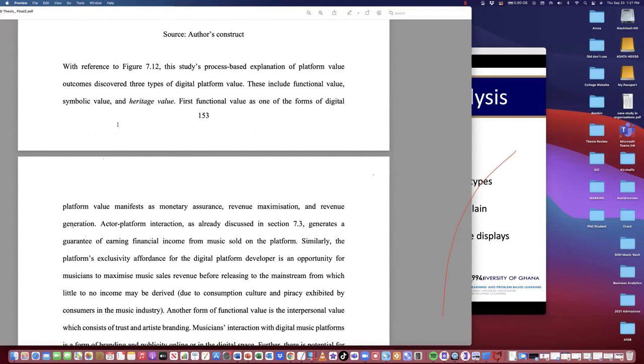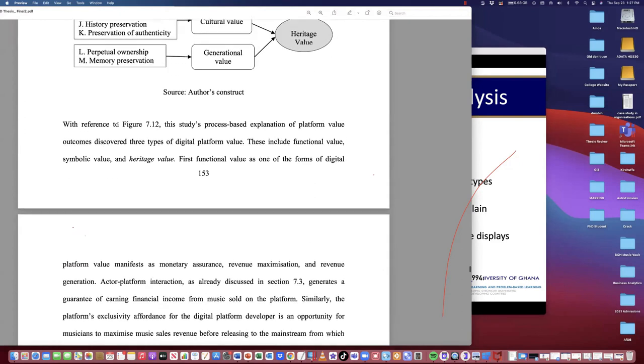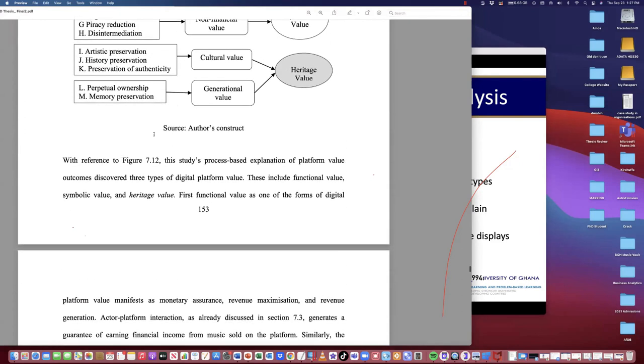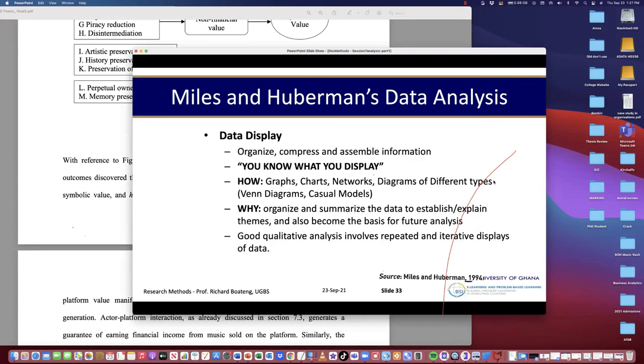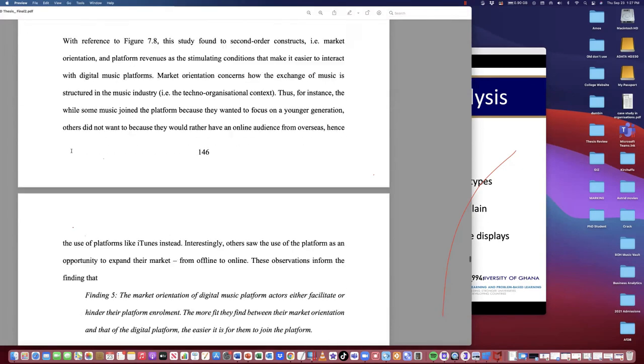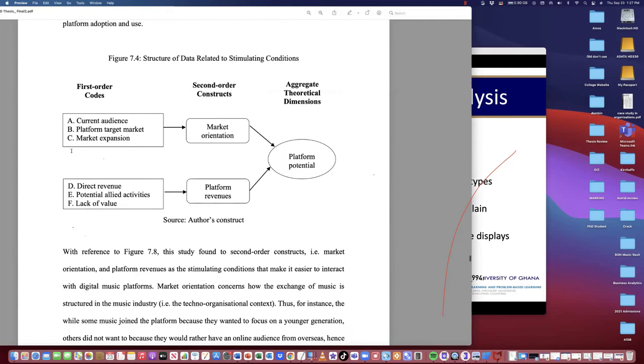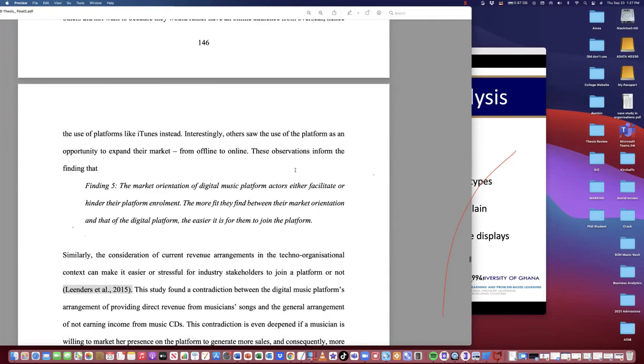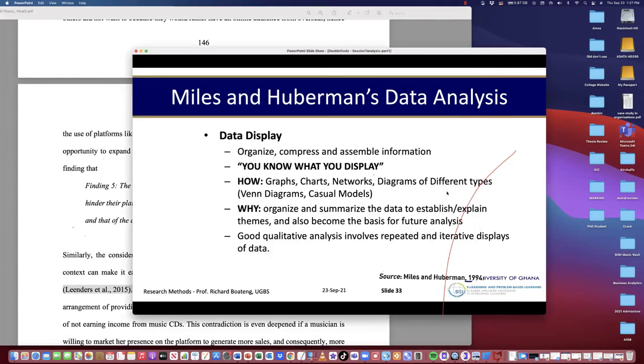explanation of platform value and outcome discovered three types of, what is he doing? He's pointing out what he found and is structuring the discussion. So what are we saying? Good qualitative analysis involves repeated and iterative displays of data. Repeated, iterative. So you can see Joseph using this particular diagram several times, always repeating himself to showcase the data. And that is a sign of good qualitative research.